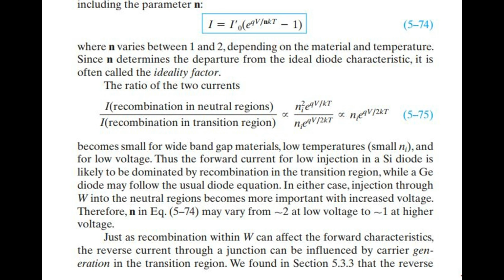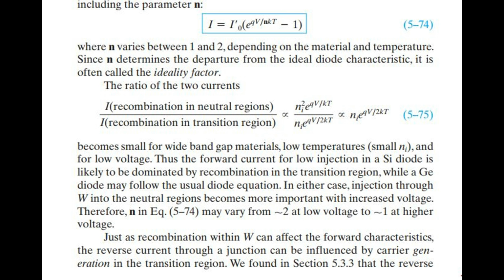The ratio of the two currents, I recombination in neutral regions over I recombination in transition region, becomes small for wide bandgap materials, low temperatures, small ni, and for low voltage. Thus the forward current for low injection in a silicon diode is likely to be dominated by recombination in the transition region, while a germanium diode may follow the usual diode equation. In either case, injection through W into the neutral regions becomes more important with increased voltage. Therefore, n in EQ 5.74 may vary from 2 at low voltage to 1 at higher voltage.